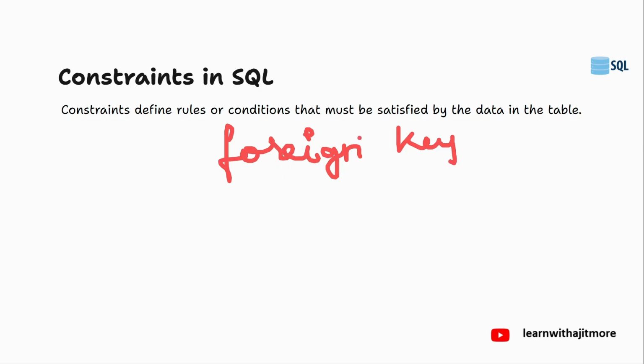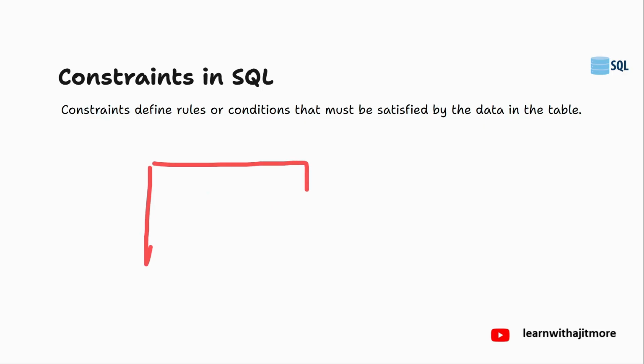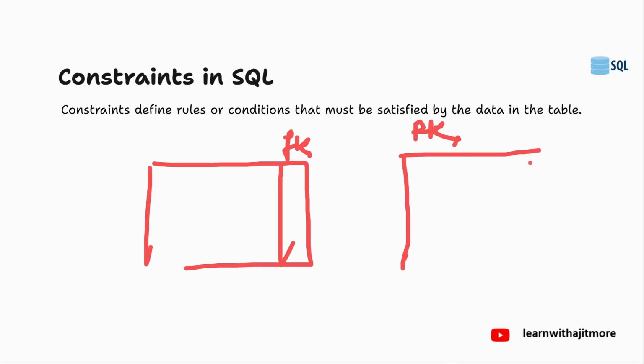Okay. So what this foreign key is, just understand, it is a column in one table, in any one table. It is a column in one table, but it is referring to its values from the primary key of some other table.